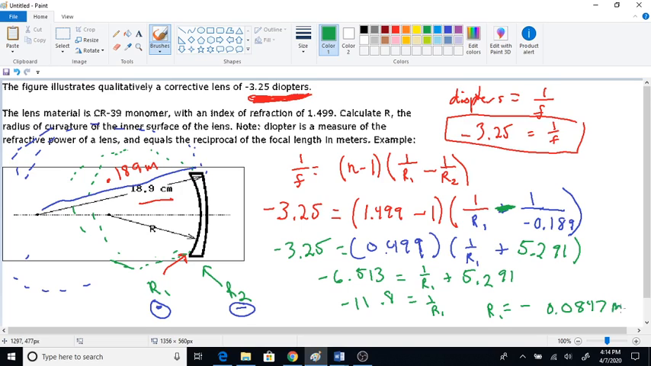Now, the negative sign: the question wants the positive of this value. They want the radius, and a radius is never really negative. This R value can be negative in the equation, but the radius they want is just the positive value of that. So the answer is 0.0847 meters, or positive 8.47 centimeters. It doesn't matter. Long cap will take it either way, 0.0847 meters or 8.47 centimeters.